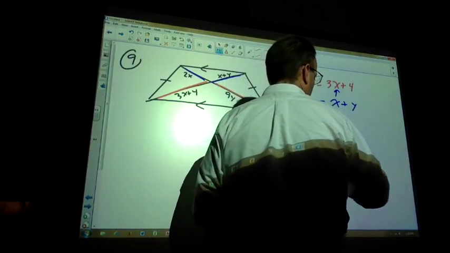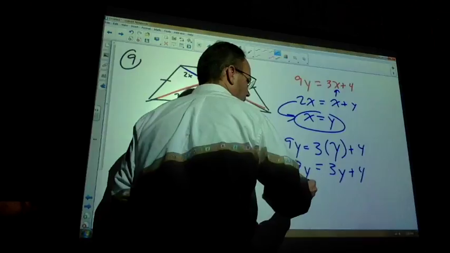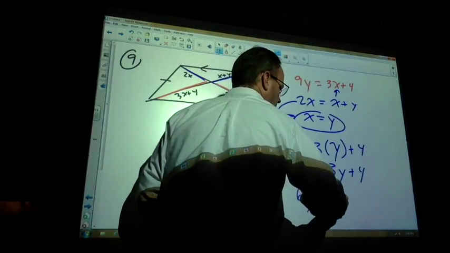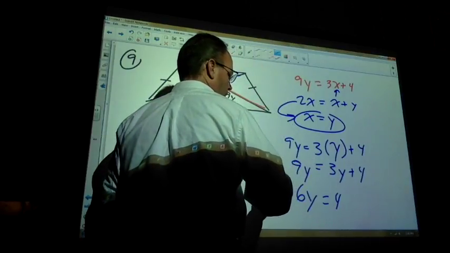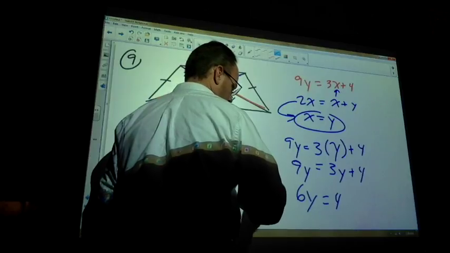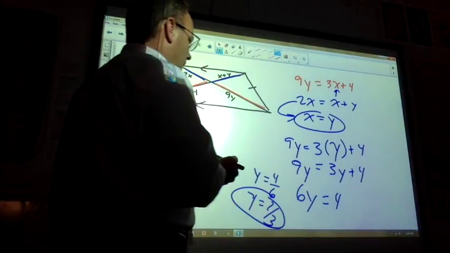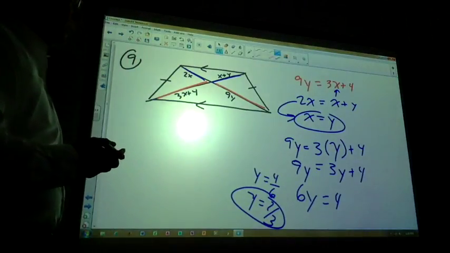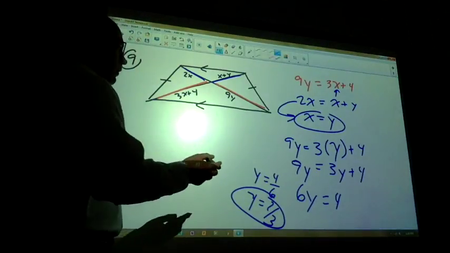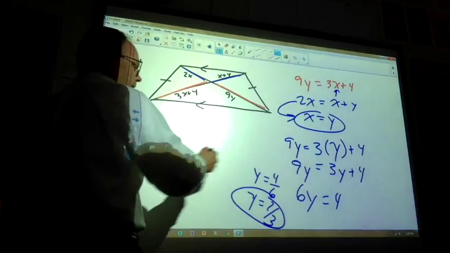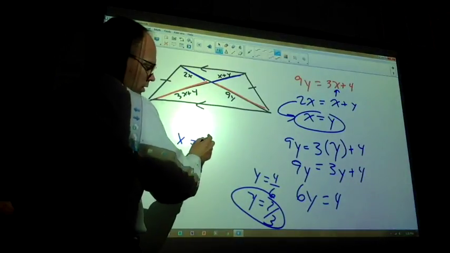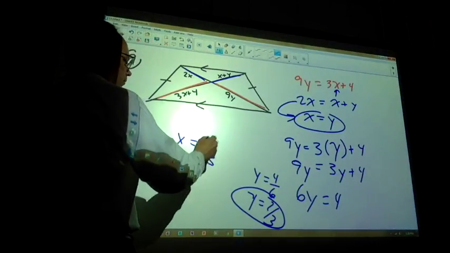9y equals 3y plus 4. What is that? 6y equals 4. Y equals 4 over 6, or 2 over 3. And then if I need to find, that's my y value, so I can plug that in. Well, x and y have to be equal based on that, so x is also 2/3.